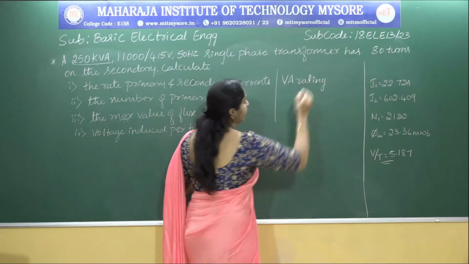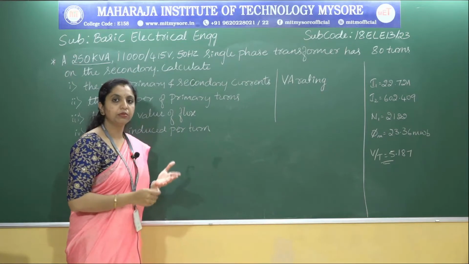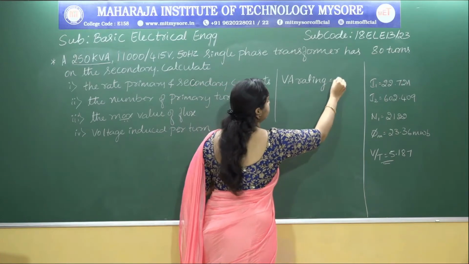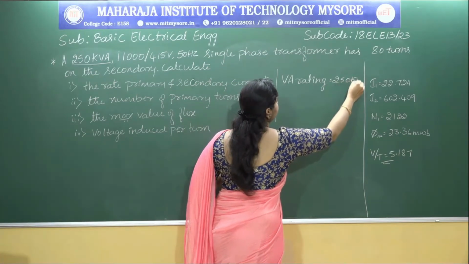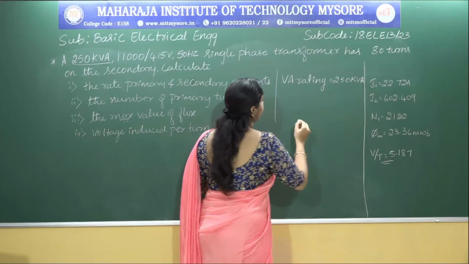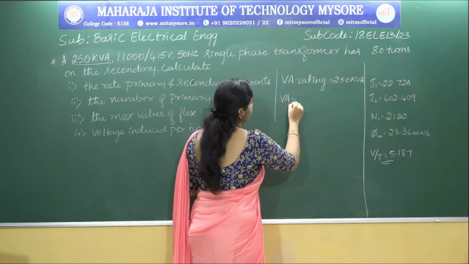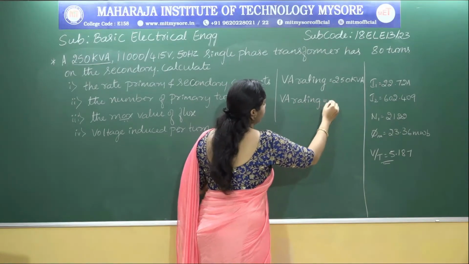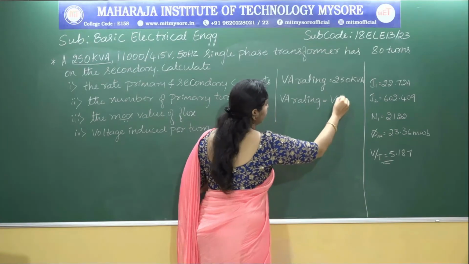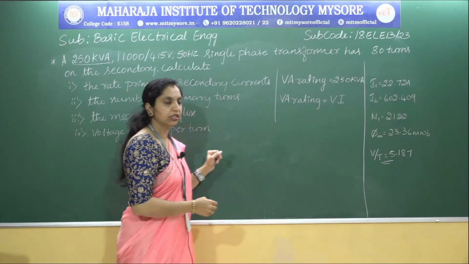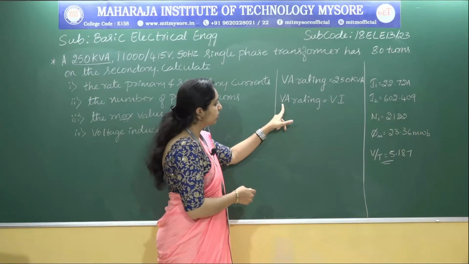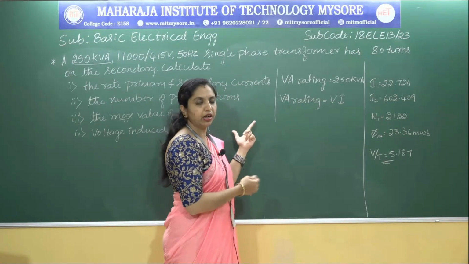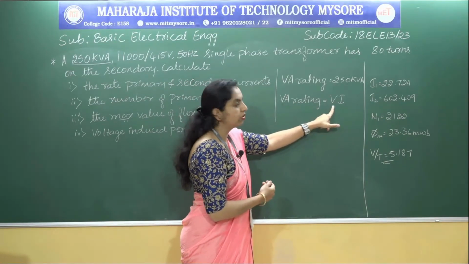So remember, whenever they provide the value in terms of kVA, it can be written as VA rating, which is equal to 250 kVA. And we know another equation: VA rating is equal to V into I. Remember, VA rating is nothing but volts ampere. So we can use this equation further to calculate the rated current or rated voltage. So VA rating is equal to V into I.